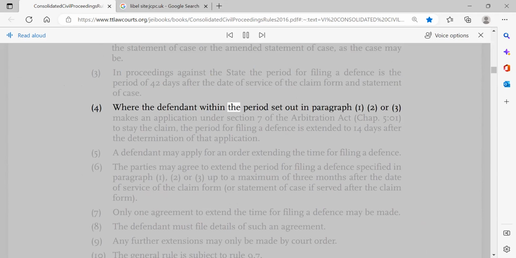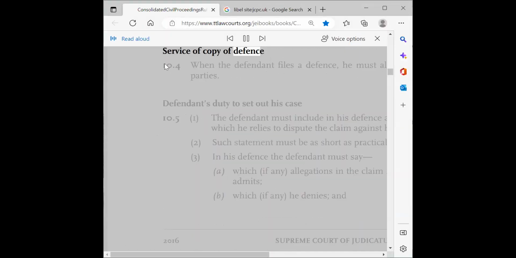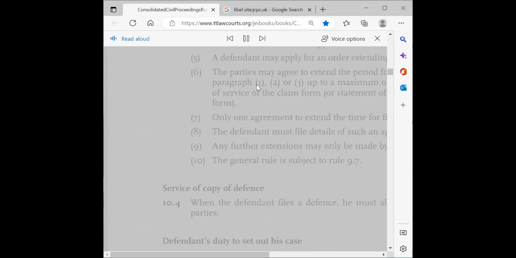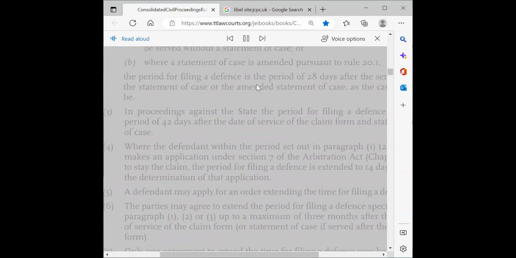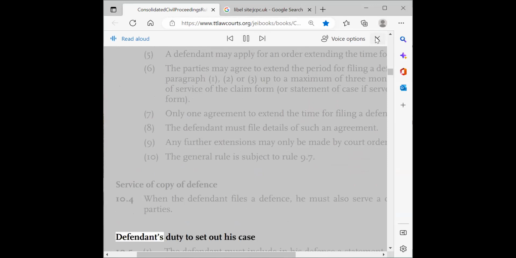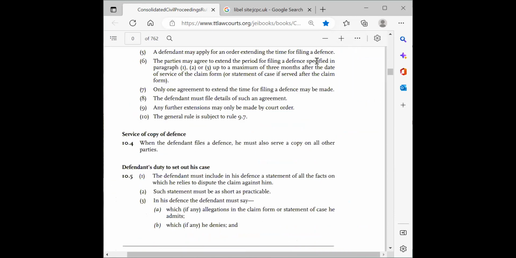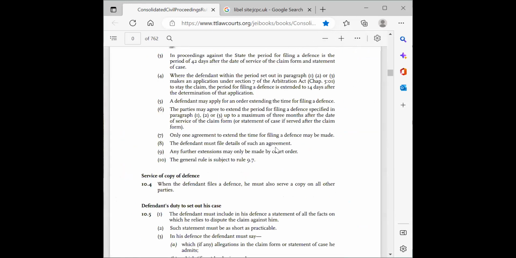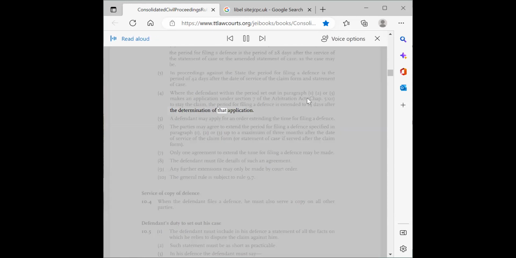4. Where the defendant within the period set out in paragraph 1, 2, or 3 makes an application under Section 7 of the Arbitration Act, Chap. 501, to stay the claim, the period for filing a defense is extended to 14 days after the determination of that application.